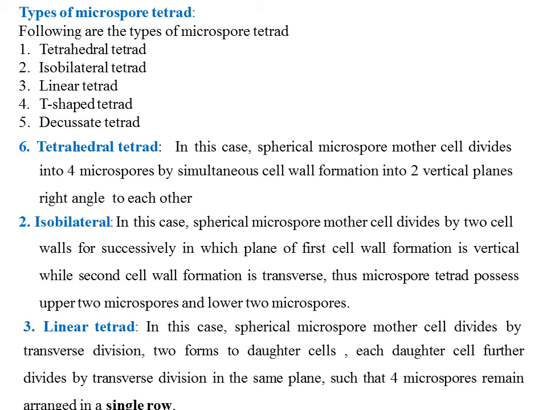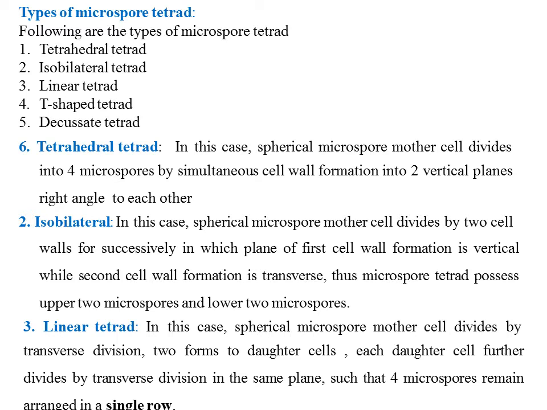Tetrahedral tetrad. In this case, the spherical microspore mother cell divides into four microspores by simultaneous cell wall formation in two planes at right angles to each other. Next, isobilateral. In this case, the spherical microspore mother cell divides by two cell walls formed successively, in which the plane of first cell wall formation is vertical while the second cell wall formation is transverse. Thus the microspore tetrad appears with two upper microspores and two lower microspores.